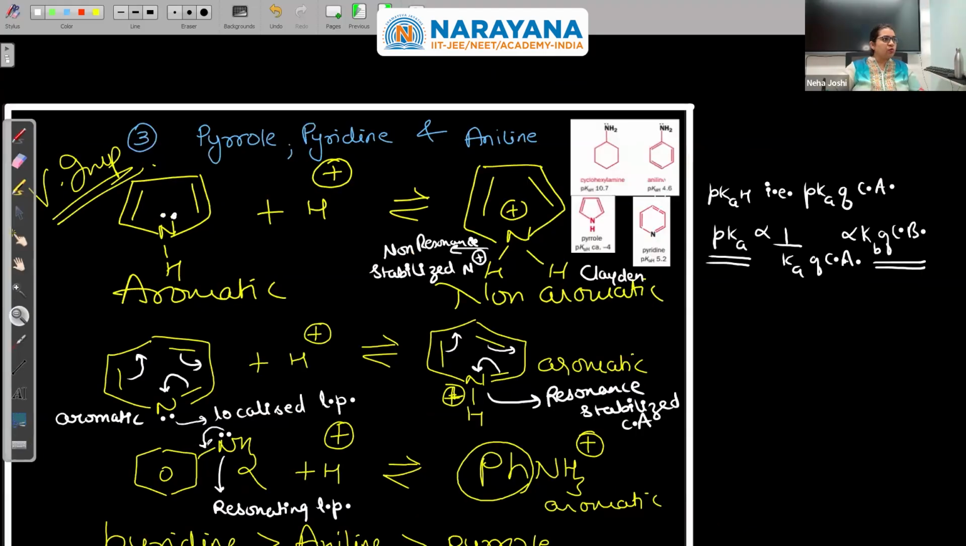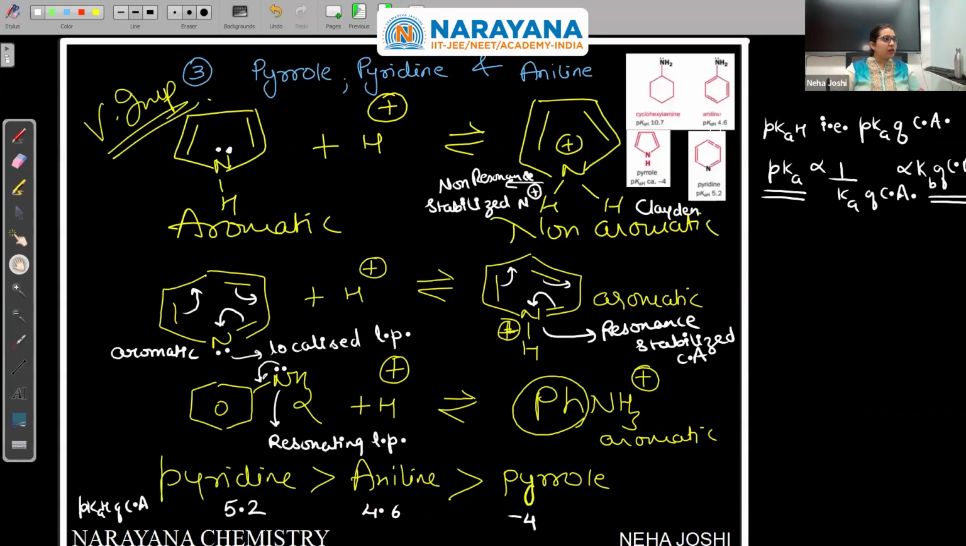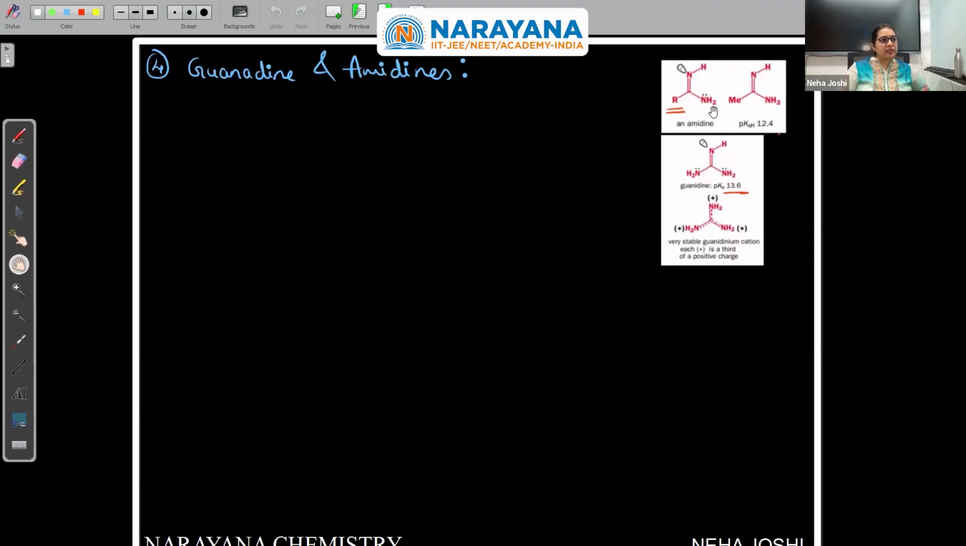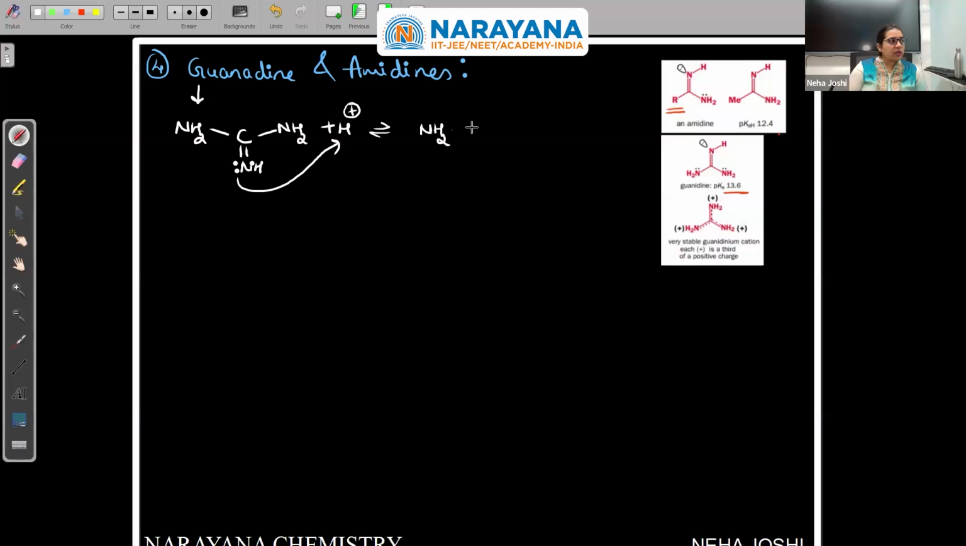Okay, so let's move further. Guanidine and amidines. Now, what is guanidine? Guanidine is NH2C double bond NH single bond NH2. Again, by resonance, it will accept its H plus from this nitrogen rather than these two. So the conjugate acid formed is NH2C double bond NH2 plus single bond NH2.